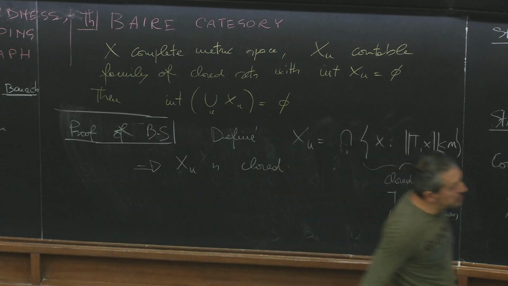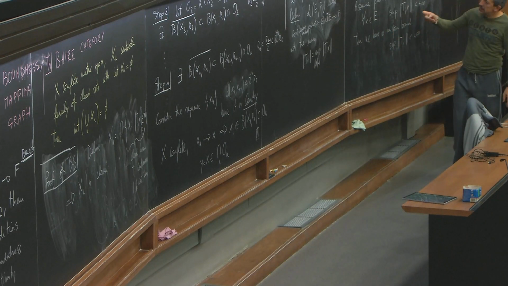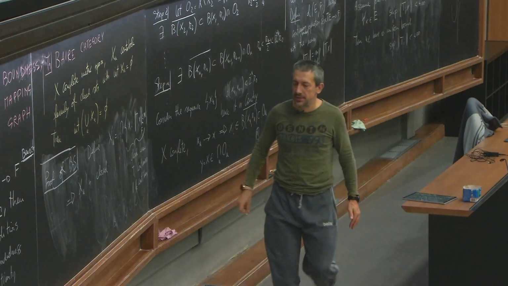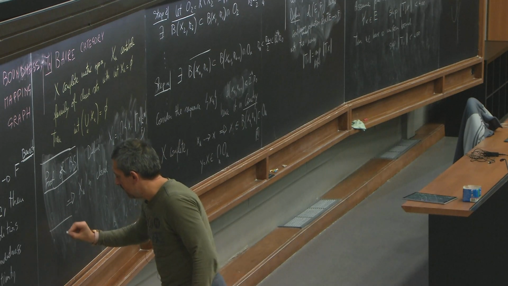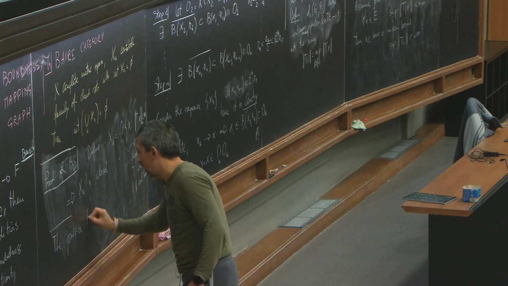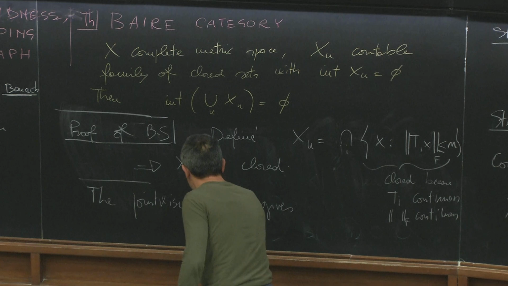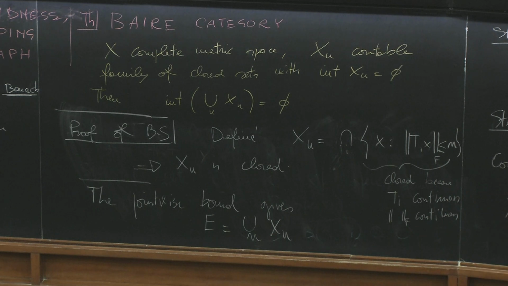Okay, so here I use the continuity assumption. Now I need to use the pointwise condition. The pointwise condition is that since the supremum is bounded, every point belongs to the union. So the pointwise bound gives that E is the union over n of all X_n. So E is a union of closed sets. Countable union of closed sets.